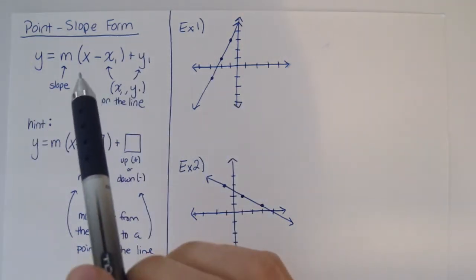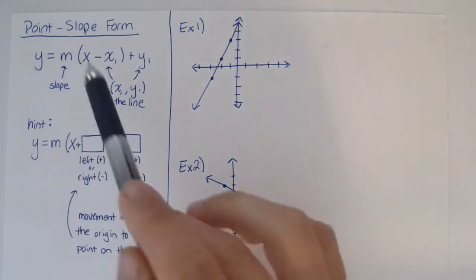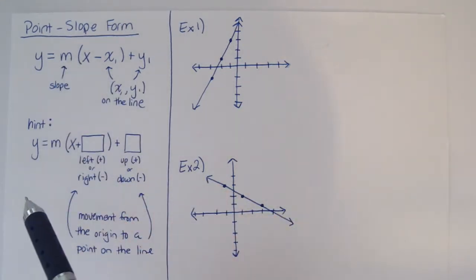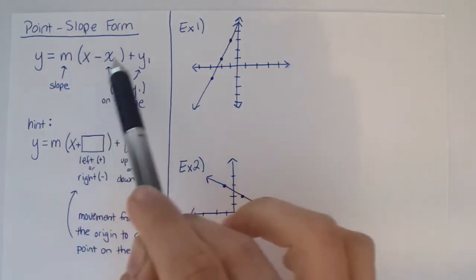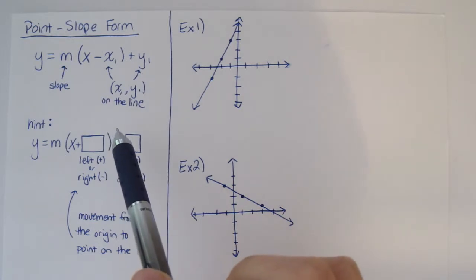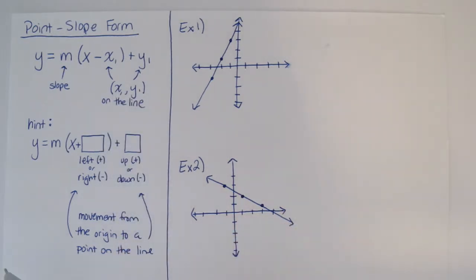The first thing that you need to know is that the x and the y have to stay in our equation. We're writing a relationship here between x and y, so they have to stay there. But there are three values here that we're going to replace with numbers. So m we're always going to replace with a slope. The parentheses are going to stay in our equation, and x1 and y1, that's just a fancy way of saying some point, x y, on the line.